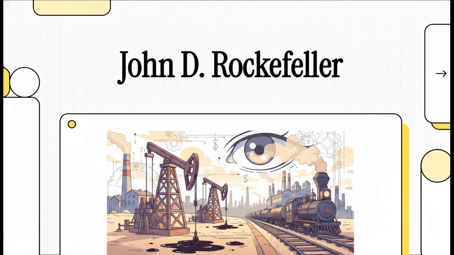Welcome to this explainer. Today, we're dusting off the 19th century oil rush to uncover the absolute blueprints of the modern corporate monopoly. We're going to study the man who essentially wrote the code for American capitalism, John D. Rockefeller. Let's jump right in.